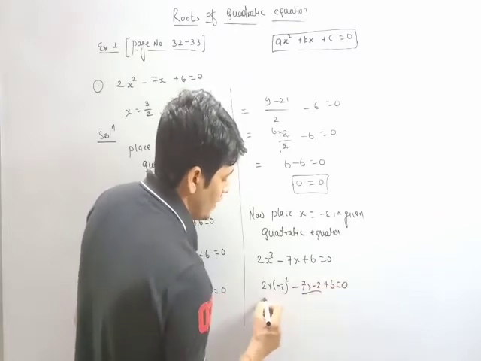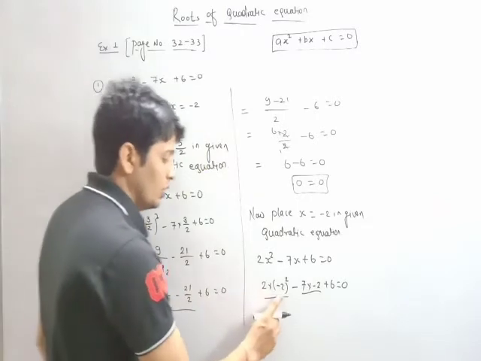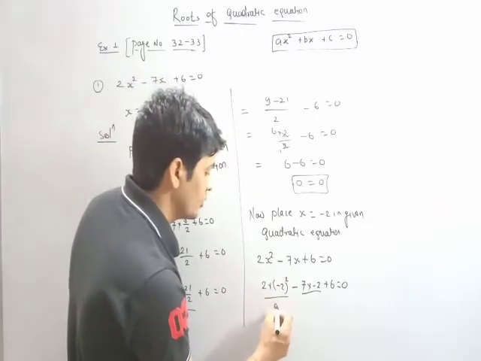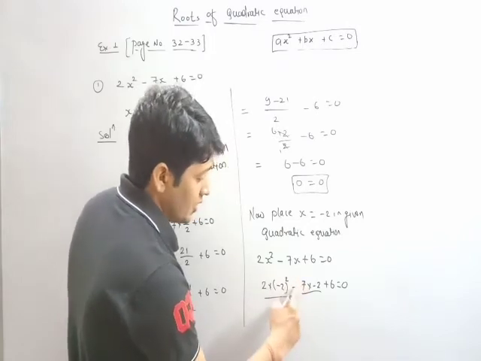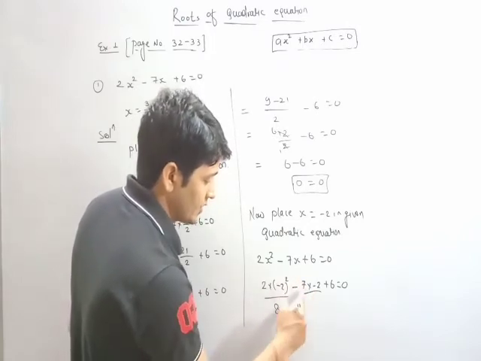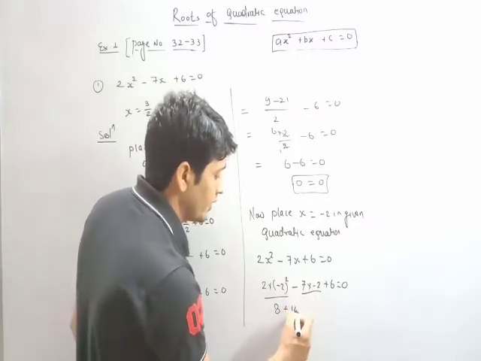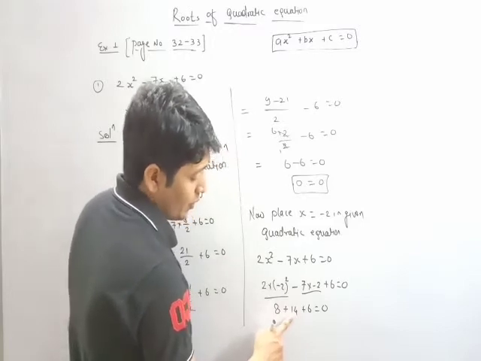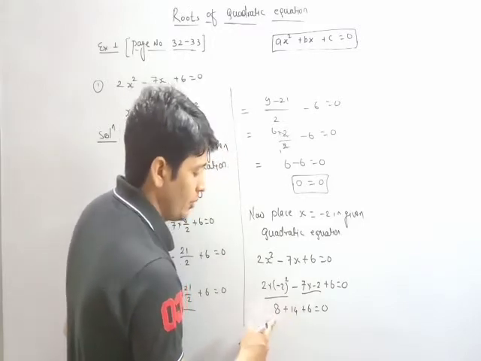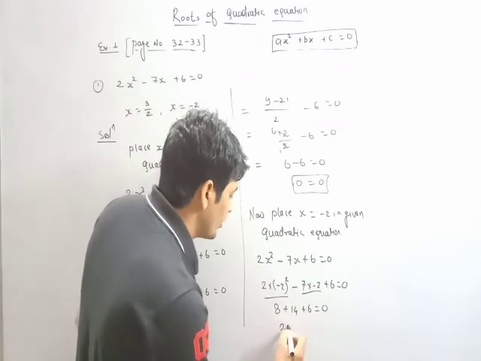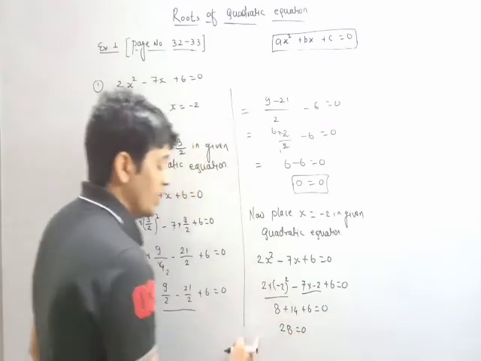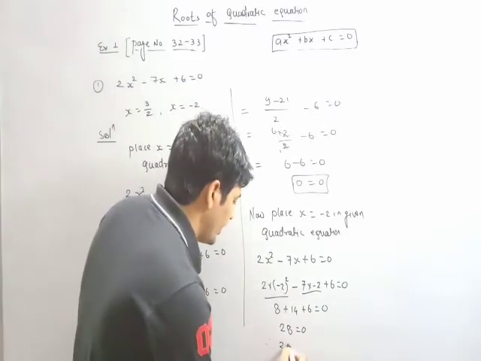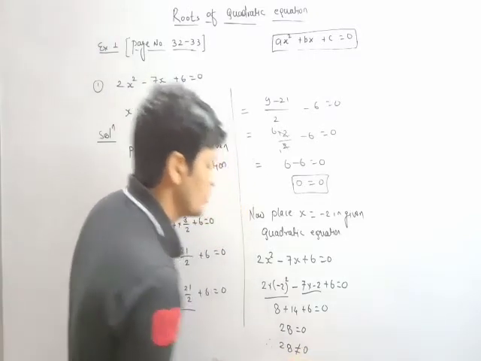So we have to solve this first. The square of minus 2 is 4, 4 2s are 8, so 8. Minus, see, minus into minus will become plus, 7 2s are 14, plus 6 equals to 0. So 14 plus 6 is 20 and 20 plus 8 is 28. So we got 28 equals to 0. Is 28 equal to 0? No. Therefore 28 is not equals to 0.